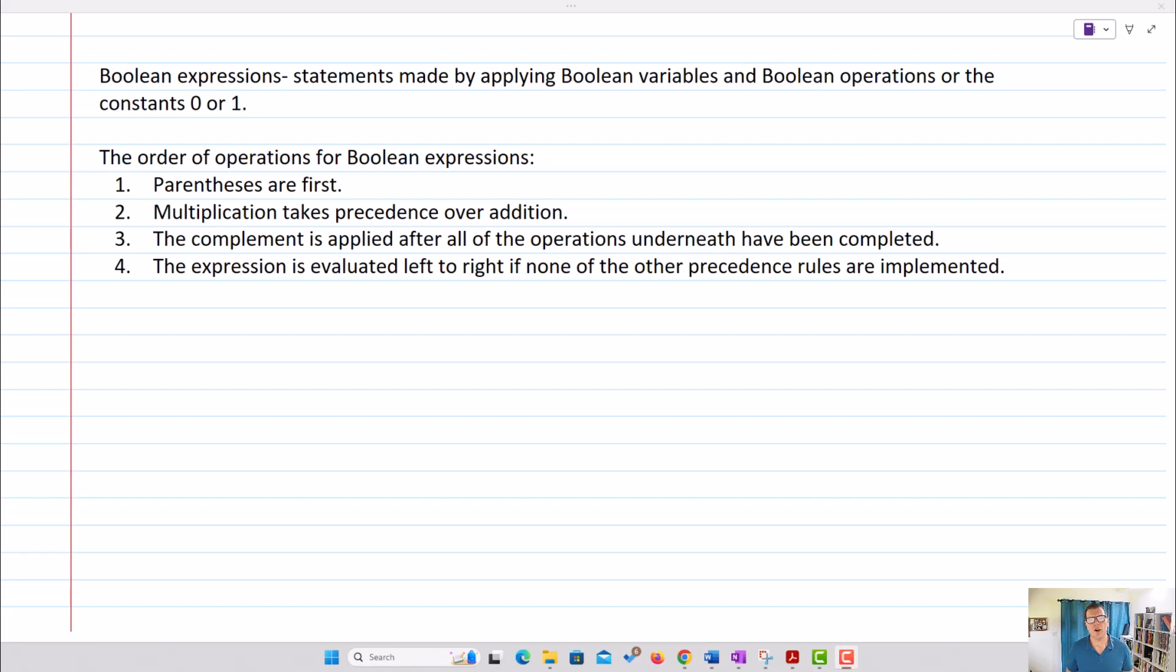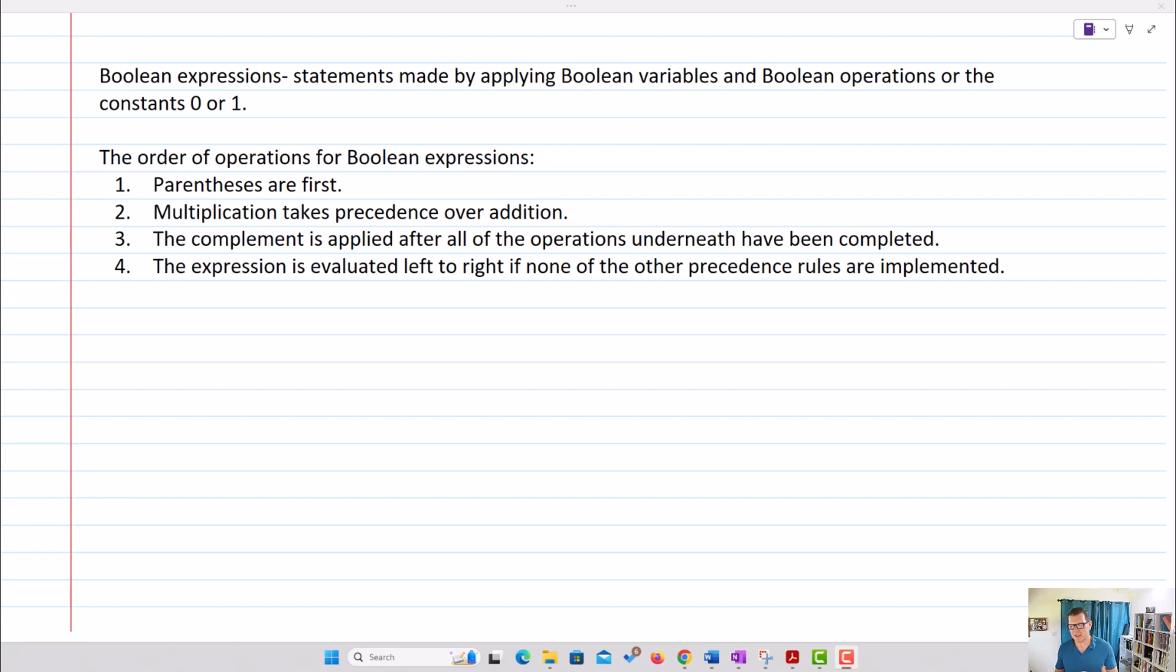We also have an order of operations for the Boolean expressions. We'll start out with parentheses. So the parentheses are done first. And once we've done parentheses, then we know that multiplication is going to take precedence over addition. The complement is applied after all the operations underneath have been completed. So what you'll see is the complement line, but we could have an entire expression that's under the complement line. I'll show you an example of that. And then the expression is evaluated left to right if none of the other precedence rules are implemented. And so it's pretty similar to the order of operations for algebra that we've seen before.